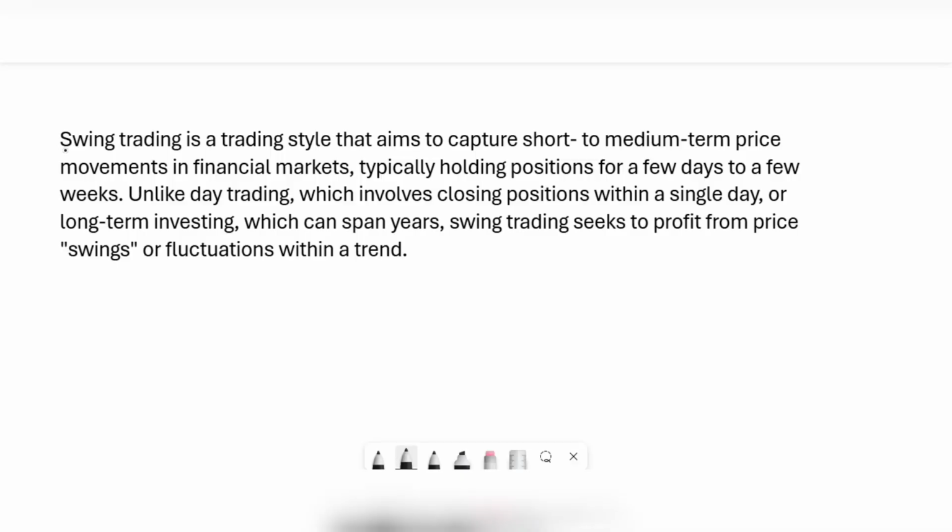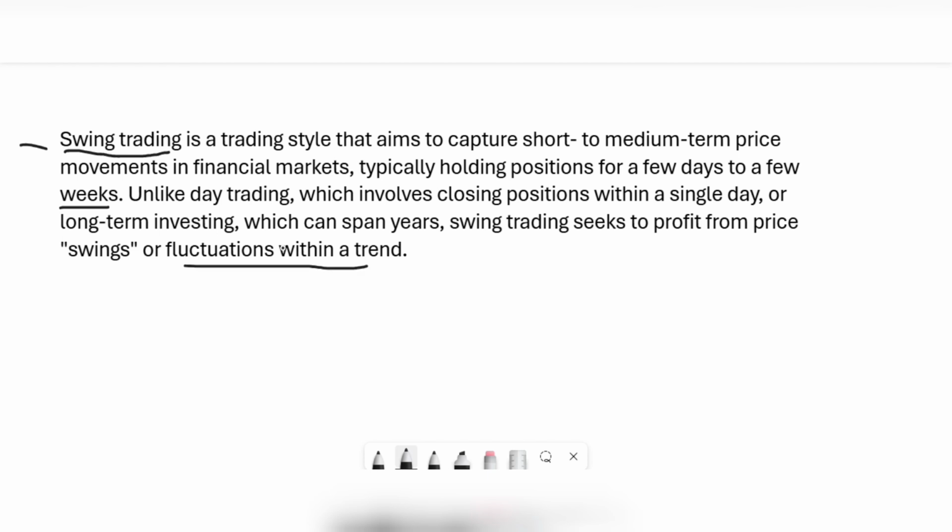First, what is swing trading? Swing trading is a trading style that aims to capture short to medium-term price movement in financial markets. Typically, it means holding a position for a few days to a few weeks, or even months. Unlike day trading, which involves closing positions within a single day, or long-term investing, which can span years, swing trading seeks to profit from price swings or fluctuations within a trend.